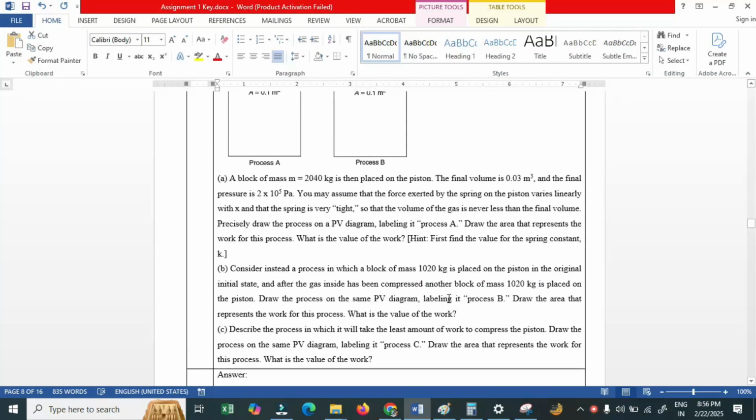Now let us read the problem number 2. Sorry, problem part B. Consider instead a process in which a block of mass 1020 kg is placed on the piston in the original initial state, and after the gas inside has been compressed, another block of mass 1020 kg is placed on the piston. Draw the process on the same PV diagram, labeling it process B. Draw the area that represents the work for this process. What is the value of the work?